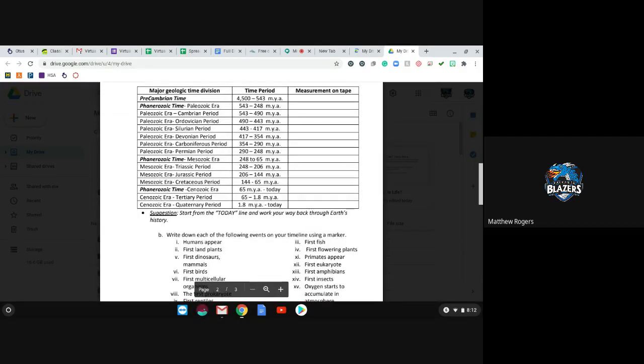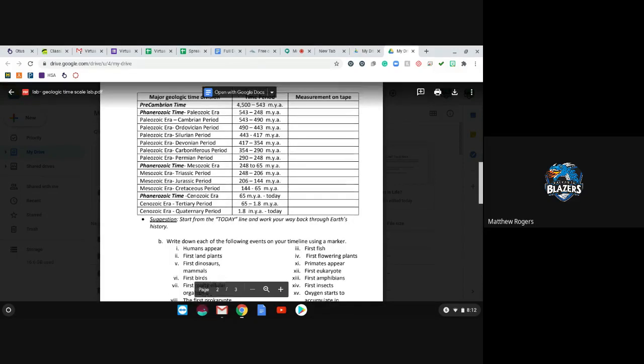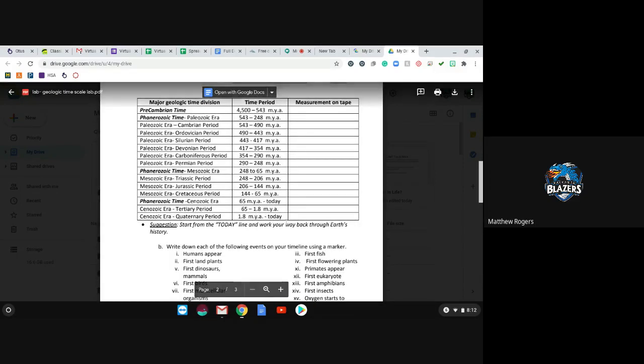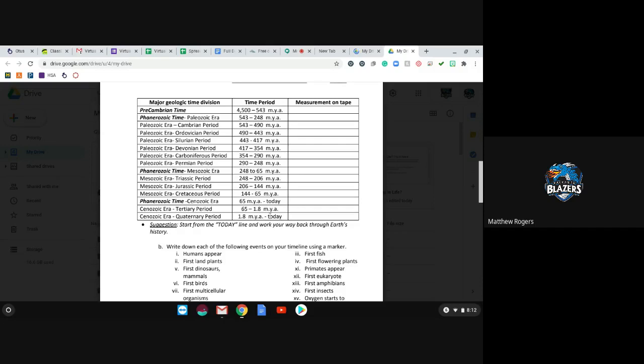Another thing you can do is I would always start from the today point right here and then go backwards. So you want to go today, 1.8. If you actually do 5 meters, it works out perfectly. 1.8 is 1.8 millimeters. 65 million years is actually 6.5 centimeters from the today line going backwards. 144 is 14.4 centimeters from the today line going backwards, and so on and so forth. So it's actually kind of designed to be played with this 5 meter length. I hope that kind of helps.